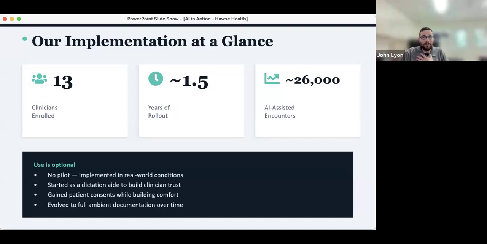We rolled it out with everyone and let the clinicians get experience with it initially as a dictation aid. That was interesting because a lot of them had come from using other dictation aids that had not gone very well, that were not AI assisted. They didn't do a very good job of picking up words and things of that nature.